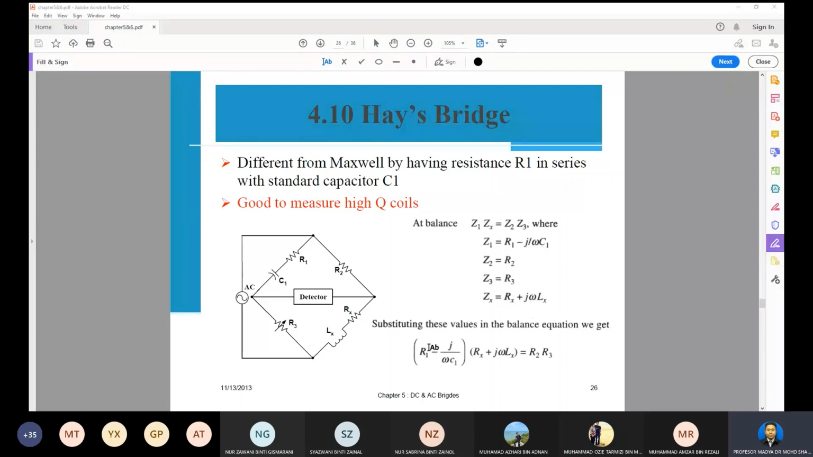Okay, we have to cross multiply. For example, R1 multiplied by Rx, R1 multiplied by jωLx, and then negative j over ωC1 multiplied by Rx, and the last one, j over ωC1 multiplied by jωLx. So it will be like this.